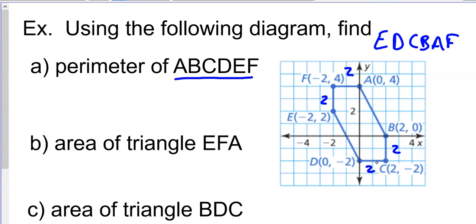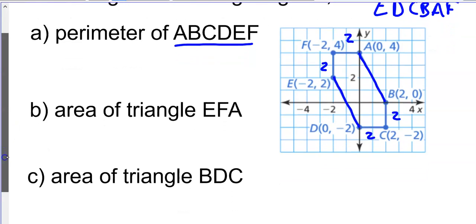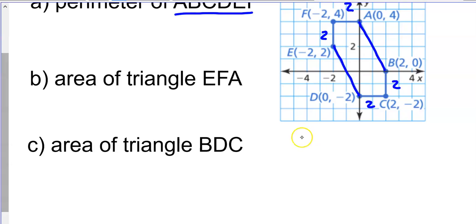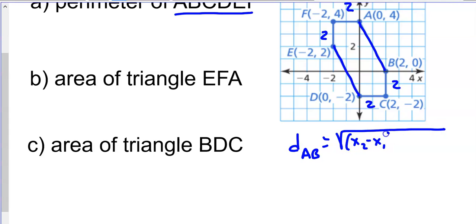So we have part of the perimeter, but we definitely need to find, okay, what's the distance here of AB? What's the distance here of ED? For that, we're going to use the distance formula. So the distance of AB, let me write down the distance formula first. Again, subtract your x's, square it, plus subtract your y's, and square it.